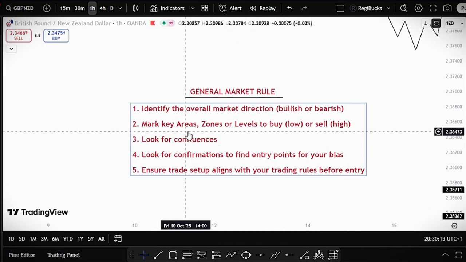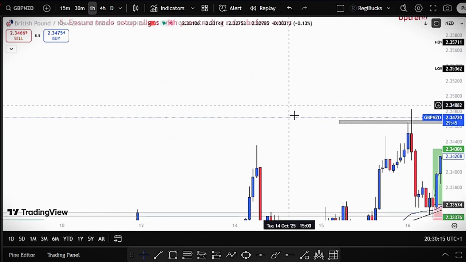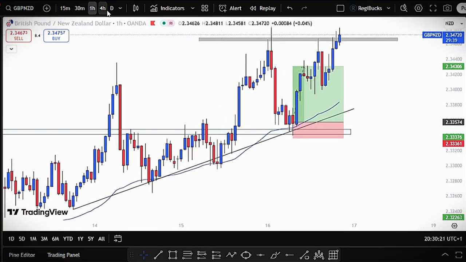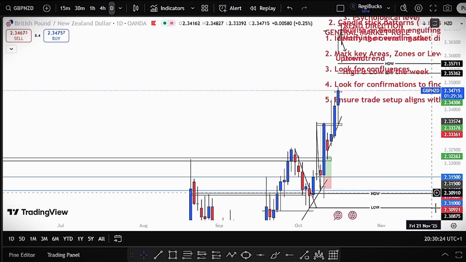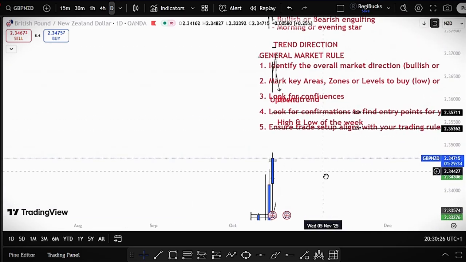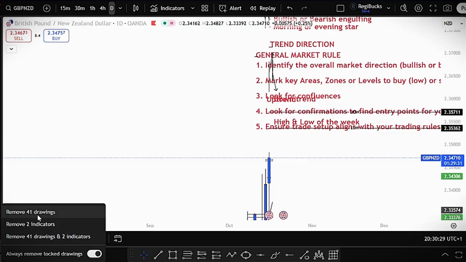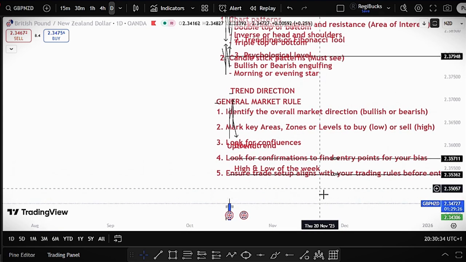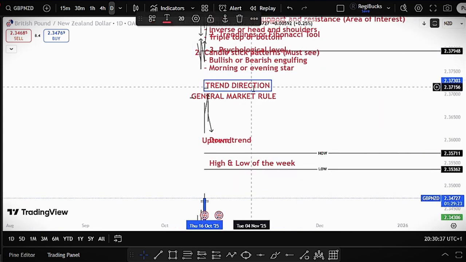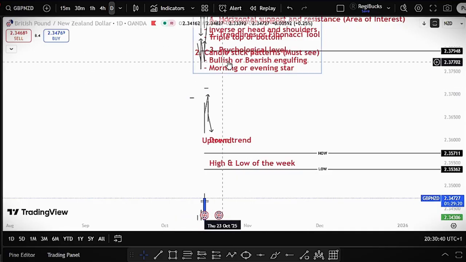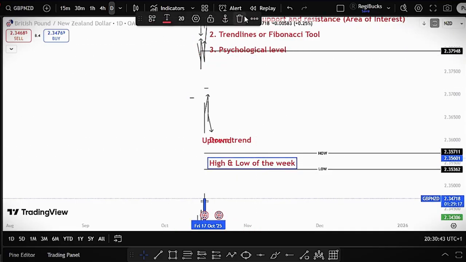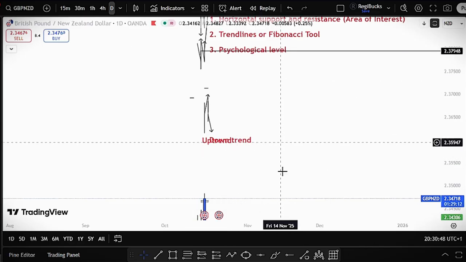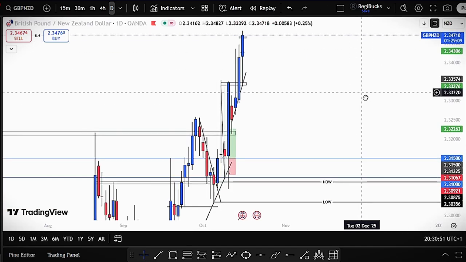Now I'm going to show you the trade that I took today, and then I'm going to explain how I was able to find everything. So let me delete everything on the chart. Delete the main ones. Okay, so now let me show you everything that I took.